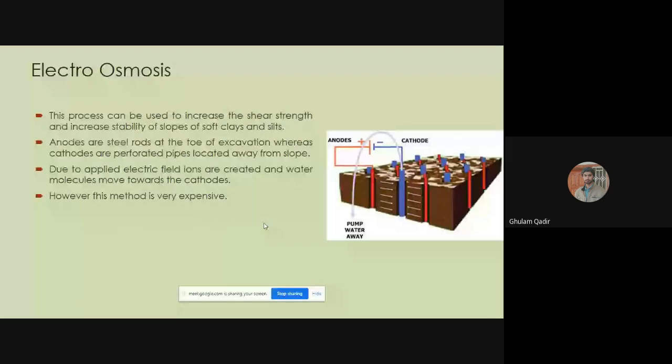What is electroosmosis? It is the process used to increase the shear strength and stability of soils, of soft clays and silts. In this method, steel rods act as anodes inserted at the toe of the excavation, whereas the cathodes are perforated pipes located away from the slope. Due to the applied electric field, ions are created and water molecules move toward the cathodes. However, this method is very expensive and rarely used.